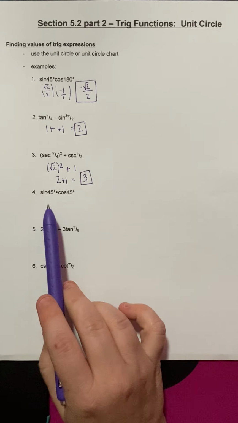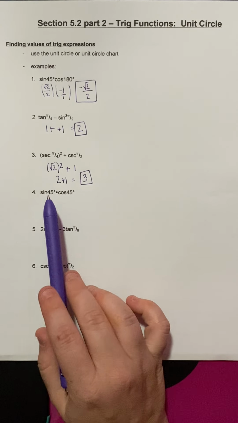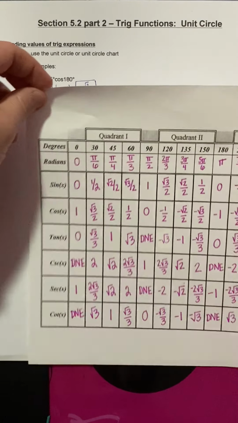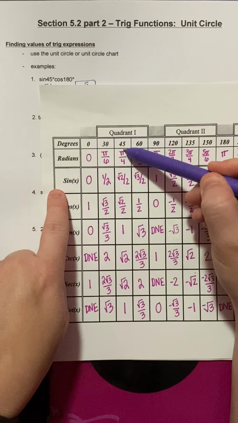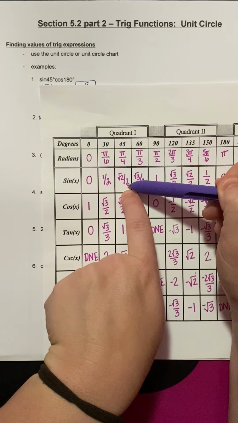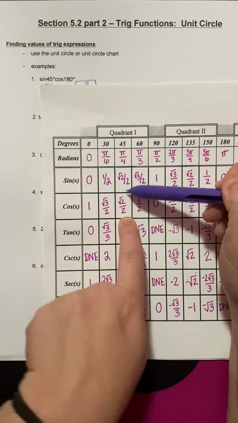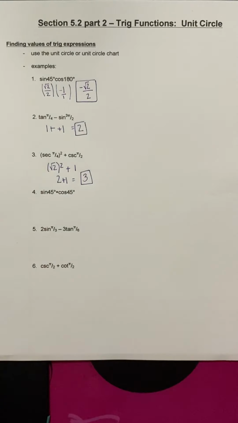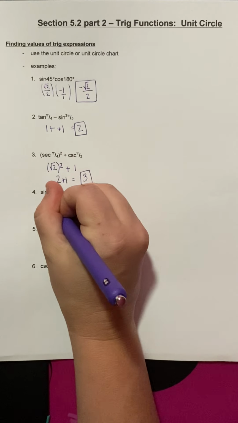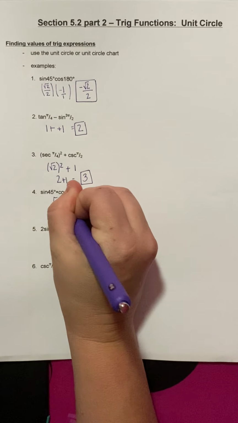Number 4 is the sine of 45 times the cosine of 45. So both of these are 45 degrees. So here's 45. The sine of 45 is the square root of 2 over 2. The cosine of 45 is the same thing, square root of 2 over 2. So I'm basically taking these two things and multiplying them together. So this is the square root of 2 over 2 times the square root of 2 over 2.